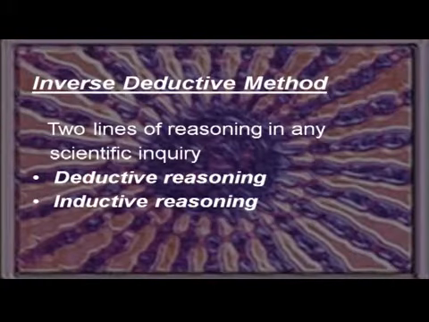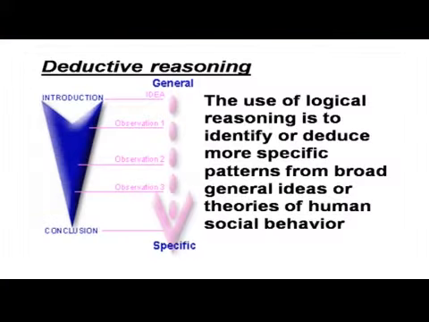The next important method is the inverse deductive method. There are two lines of reasoning in any scientific inquiry: deductive reasoning and inductive reasoning. The use of logical reasoning to identify or deduce more specific patterns from broad general ideas or theories of human social behavior is known as deductive reasoning.